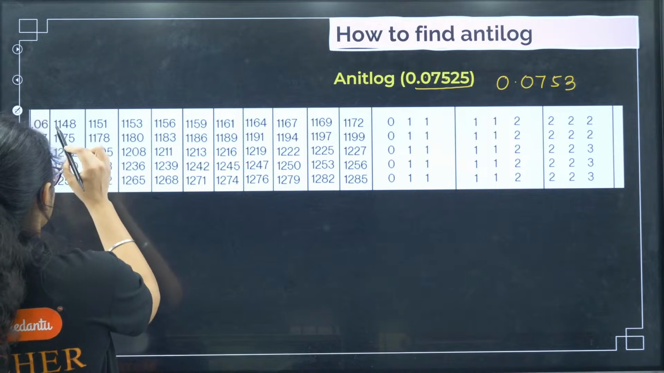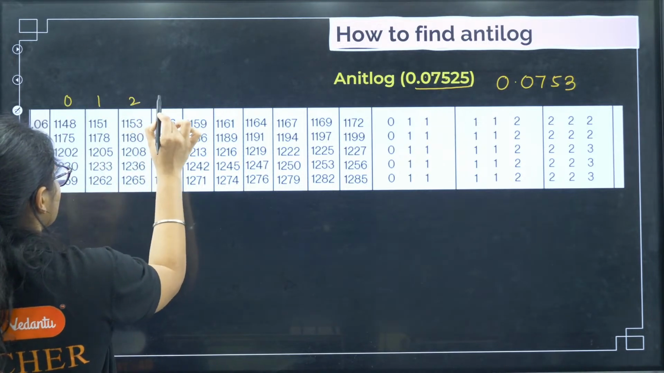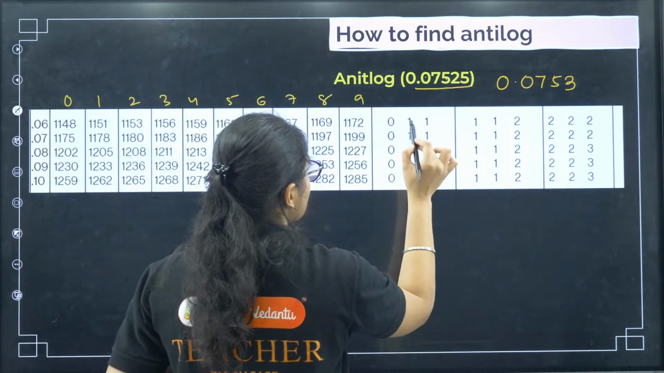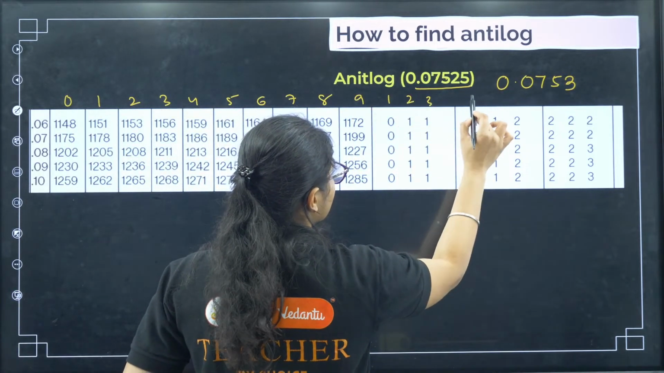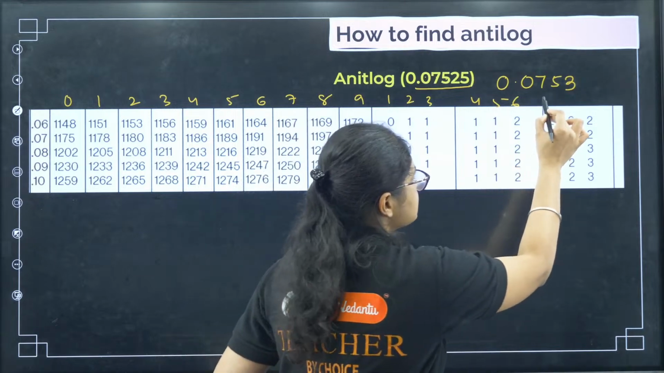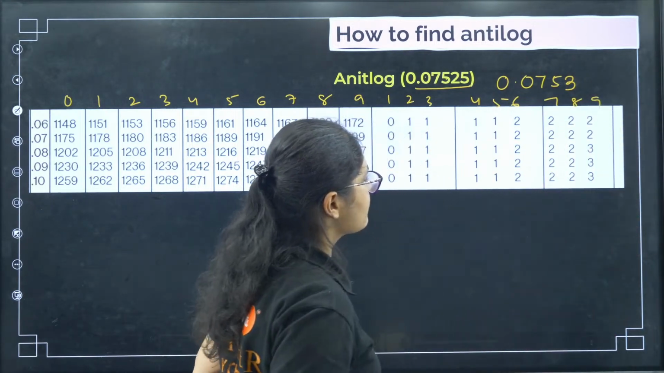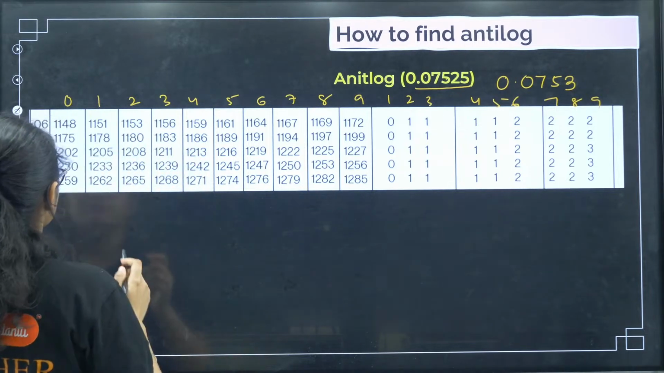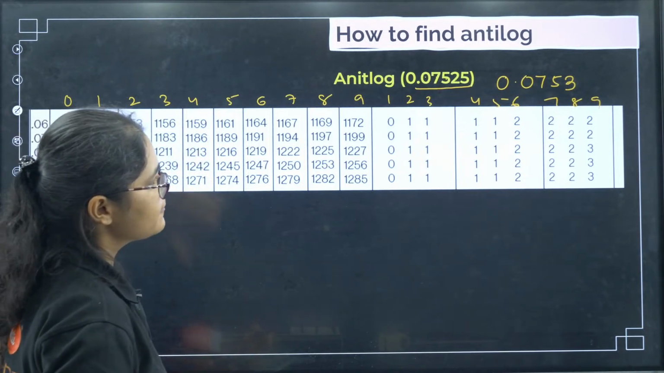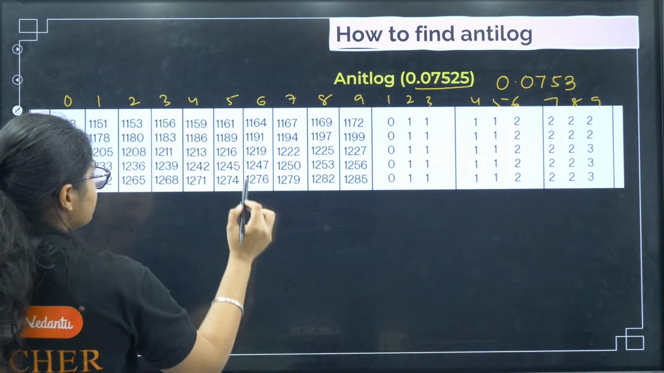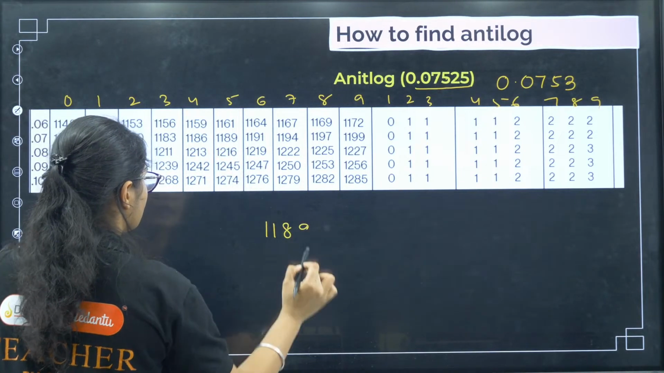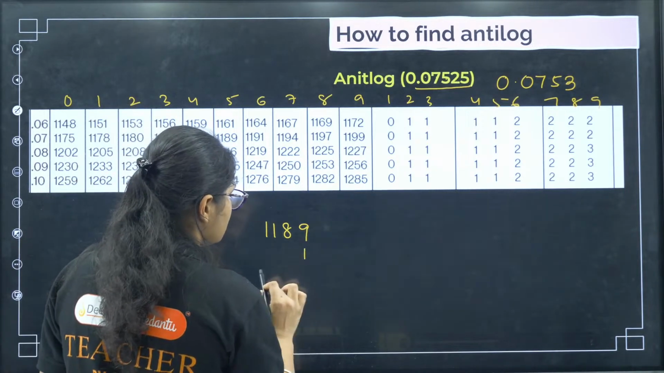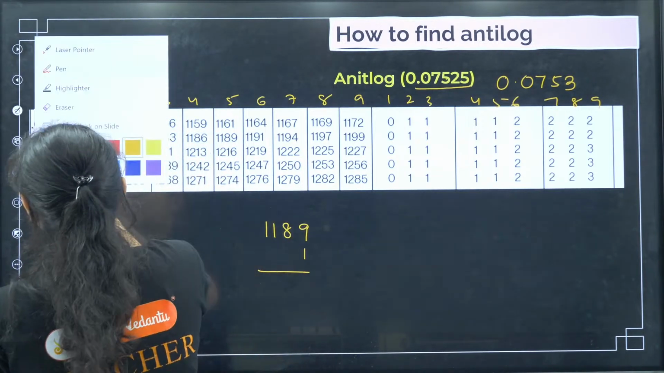I have first point, so here it is 0, 1, 2, 3, 4, 5, 6, 7, 8 and 9. Then I have 1, 2, 3, 4, 5, 6, 7, 8 and 9. Okay, so first you have to see 0.07, right? First you have to see 0.07 and then you have to see 5, that is 1189. Okay, after that you have to see 3.